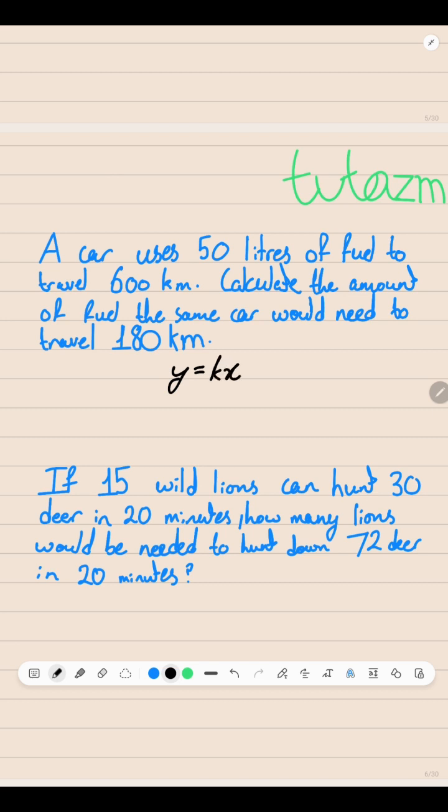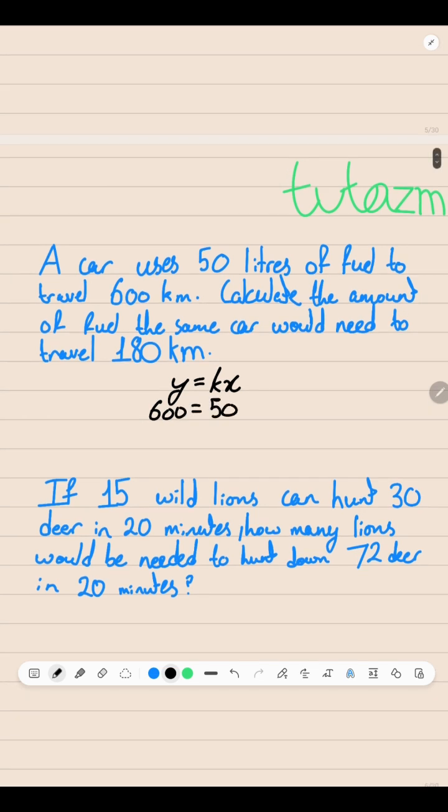So we've got to work out k because we're given y and x in the first part of the question. Let's say y is the distance and x is the litres of fuel. So 600 is equal to 50k. Therefore k is equal to 600 divided by 50, which is 12.